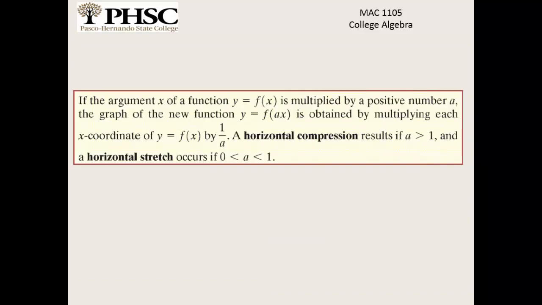Now, just to recap: if the argument x of a function y equals f of x is multiplied by a positive number a, then the graph of the new function y equals f of a times x is obtained by multiplying each x coordinate of the function by 1 over a. The horizontal compression results if a is greater than 1, and a horizontal stretch occurs if a is between 0 and 1. This can get a little confusing, so just remember: if it's a positive number a, the graph of the new function y equals f of a times x is obtained by multiplying each x coordinate of y equals f of x by 1 over a.